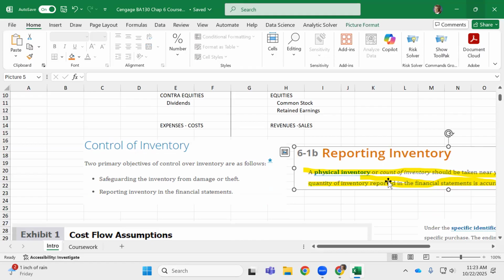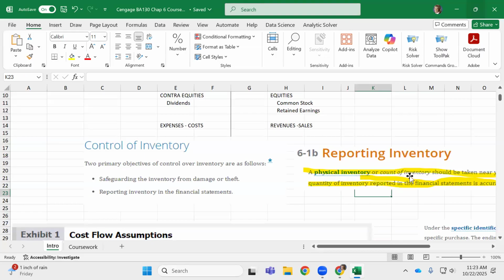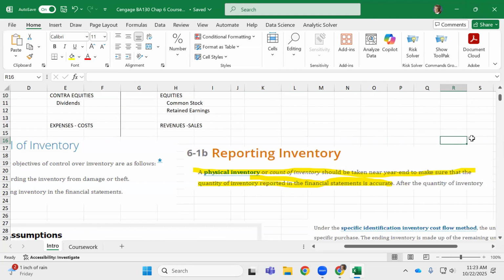And I have this here from the book. It says reporting inventory, a physical inventory or count of inventory should be taken near year end to make sure that the quantity of inventory reported in the financial statements is accurate. So if we go out and count inventory and find out that we have a discrepancy with what is in the computer, we've actually got to do a journal entry to do what's called inventory shrinkage. Okay, inventory shrinkage.